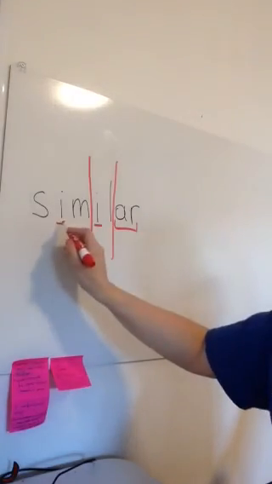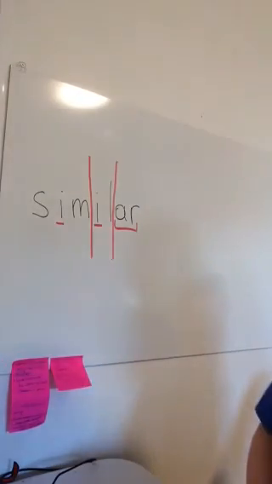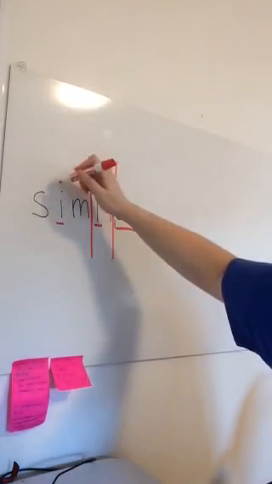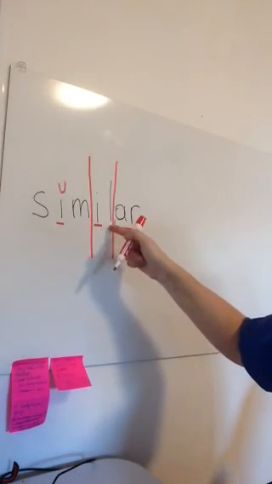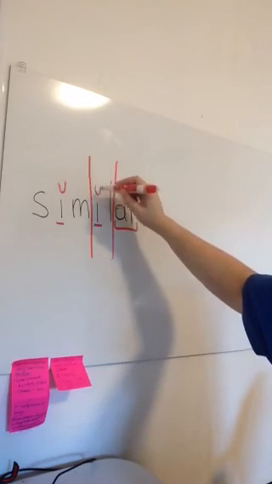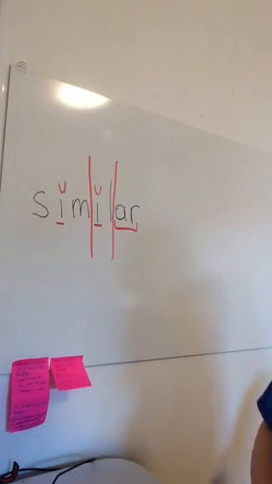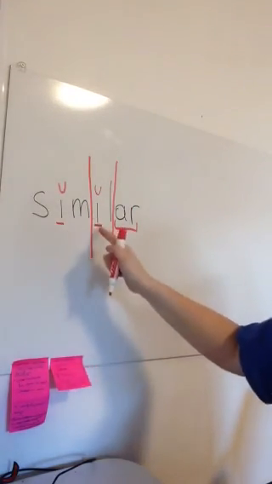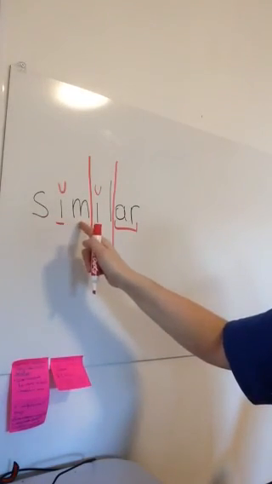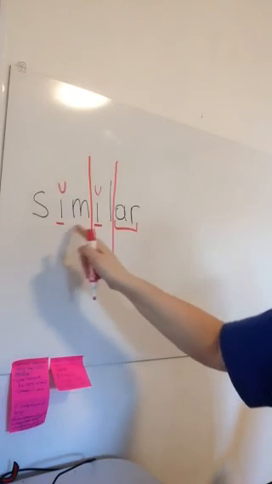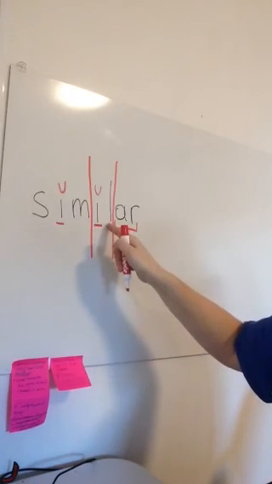So the I is between two consonants, so it is going to be closed, meaning it's going to be short. Right here, there is one consonant after, so it is going to be closed, so it is going to be short. Let's try. Sim.